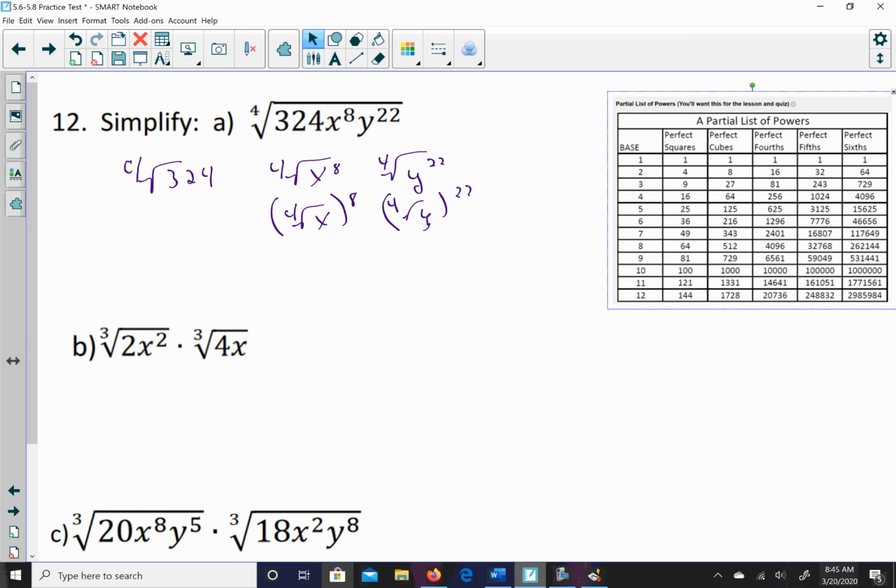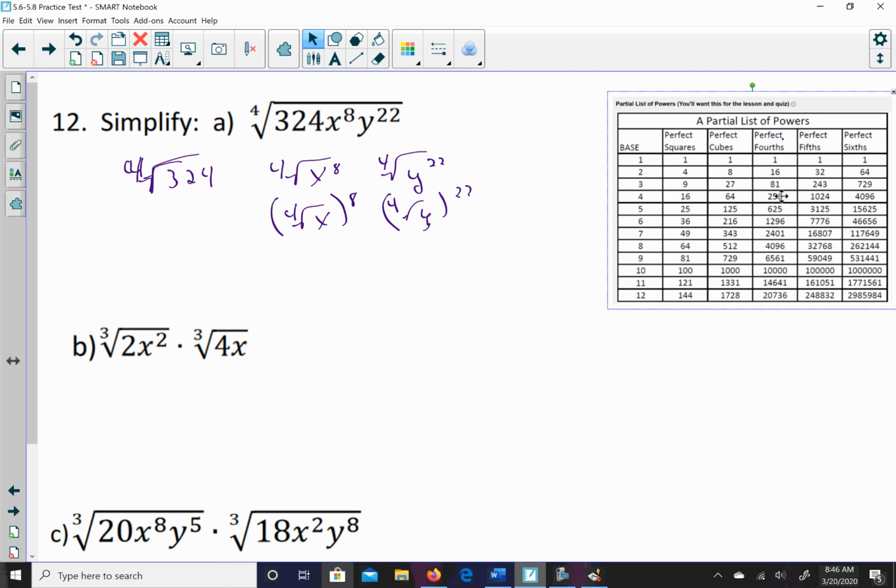Let's start with the 4th root of 324. When I look over here, I'm looking at the perfect fourths. I'm following that column, and I want to see if any of these numbers will go into 324. Well, I usually scan down.